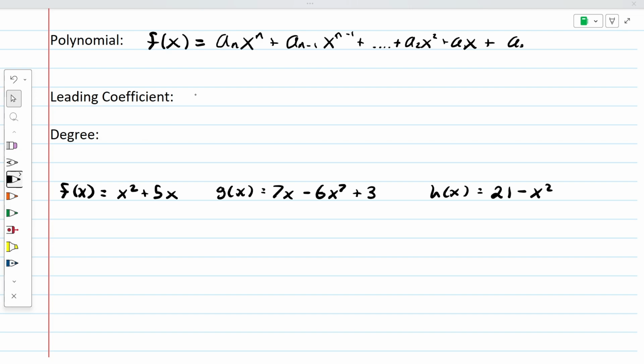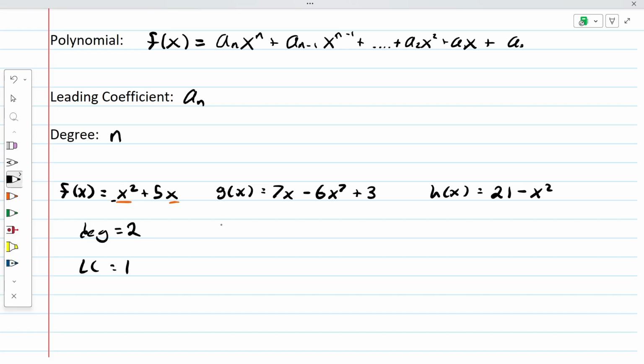The leading coefficient is the a sub n term, which is the coefficient on the largest degree, which is n. The largest value that x is raised to is the degree of the polynomial. Let's look at these examples and identify those. In this case, we have an x squared term and an x term. So x squared is the largest degree, so the degree is equal to 2, and the leading coefficient is the coefficient on the x squared, which is just a 1.